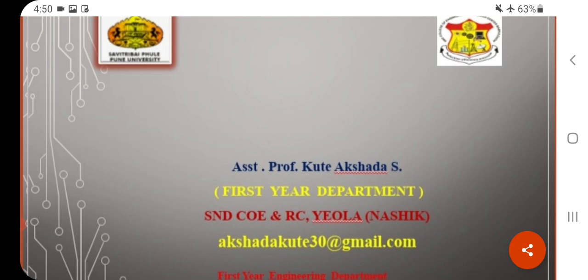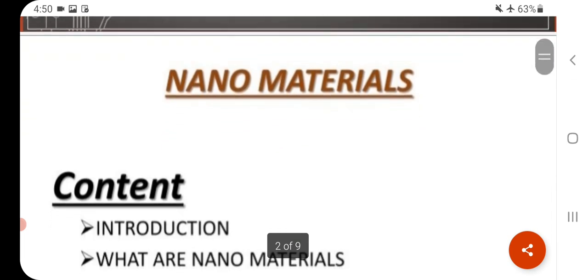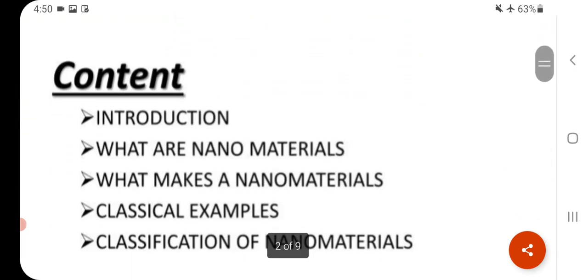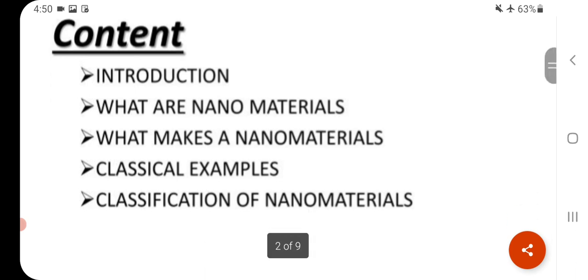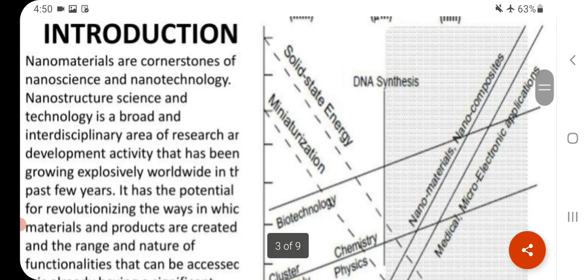Today's topic is classification of nanomaterials. The contents are: introduction, what are nanomaterials, what makes a nanomaterial, classical examples, and then classification of nanomaterials. First, introduction. Nanomaterials are cornerstones of nanoscience and nanotechnology.